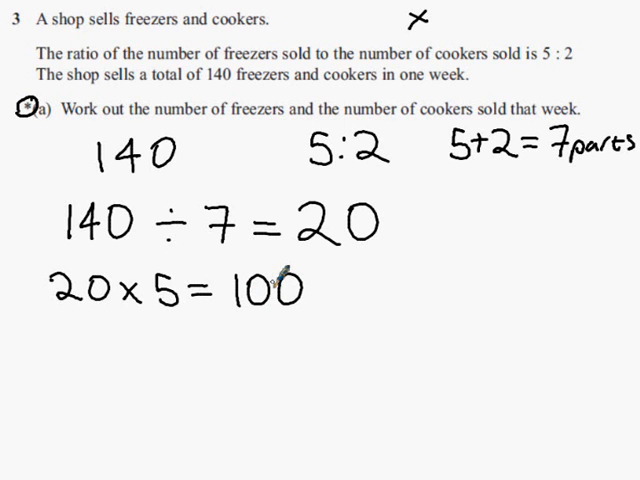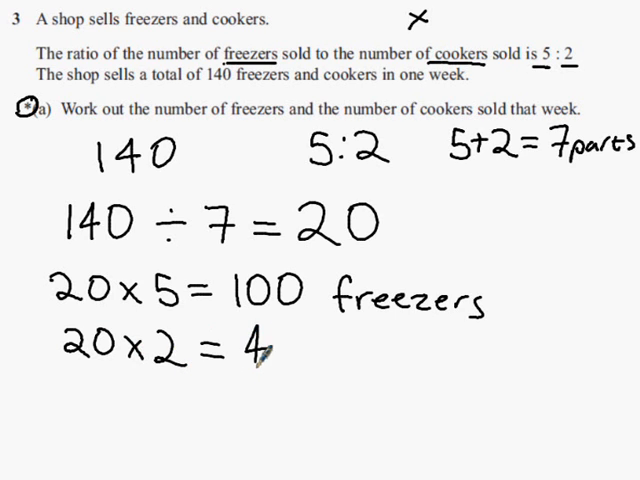Now, it's important that you write down what this 100 actually represents, and because it's the number of freezers to the number of cookers, that's 5 to 2, then this 100 will be the number of freezers that were sold in that particular week. So one part is equal to 20, that's what we worked out here. So the cookers are 2 parts, so it would be 20 multiplied by 2, which is equal to 40. So they must have sold 40 cookers.